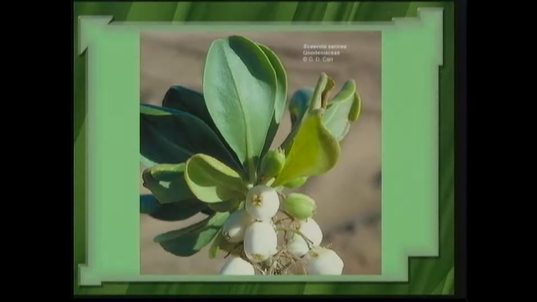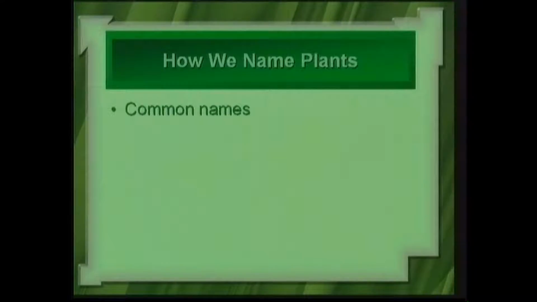And here's a view of the fruit. The fruits are kind of spongy and they're white. They can actually disperse by going through the water. So this is a close-up of the fruit of the Scaevola sericea.